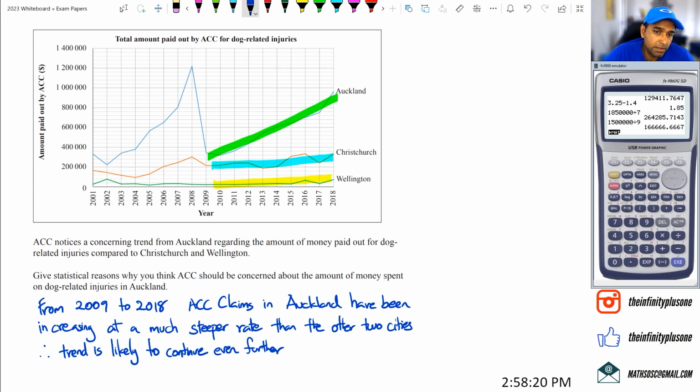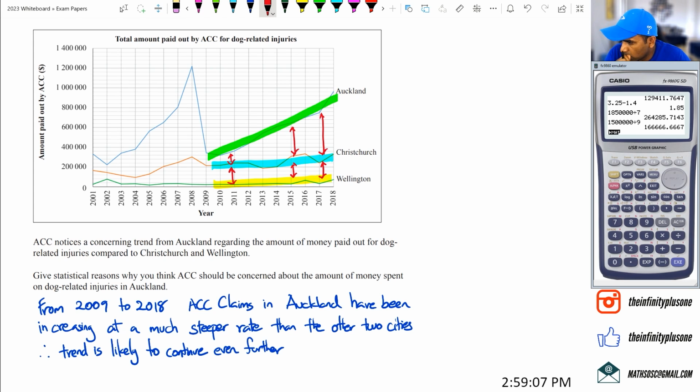Now, that's one way you could answer, by looking at the steepness of those lines. But the other way you could say it, let's say you're not talking about steepness, you could actually talk about the gap between the three cities. If you look at the gap between Christchurch and Wellington, the gap has always seemed to be the same, but the gap between Auckland and Christchurch and Wellington just keeps increasing. That's another thing you can talk about if you do not want to talk about steepness. You can say that the gaps between Auckland and the other two cities have been widening since 2010.